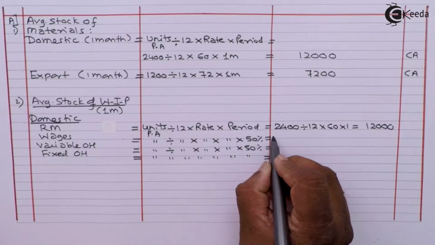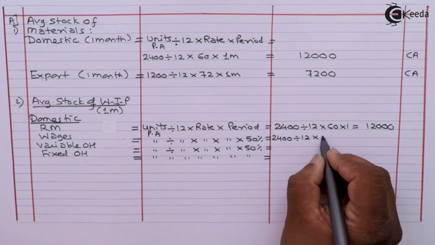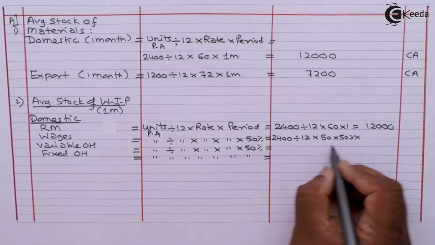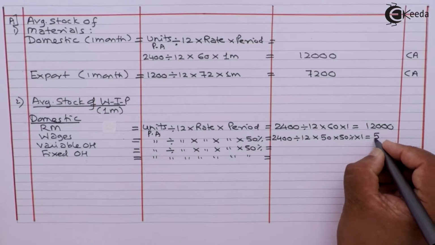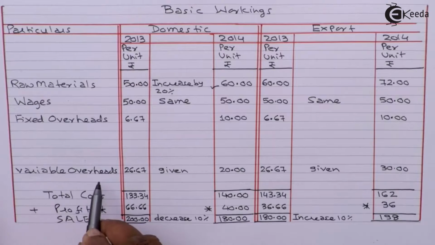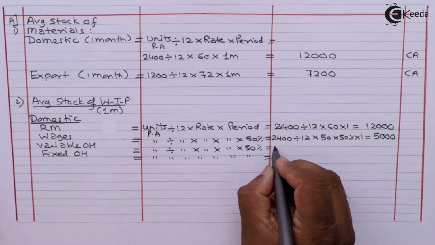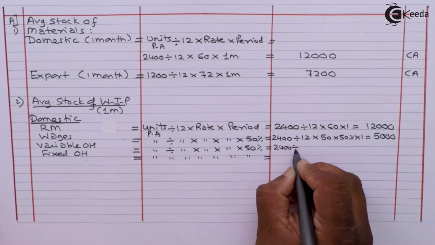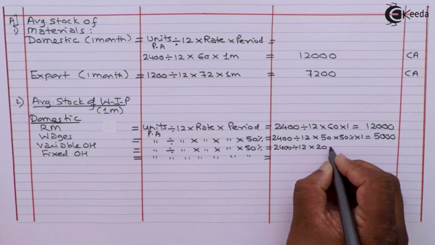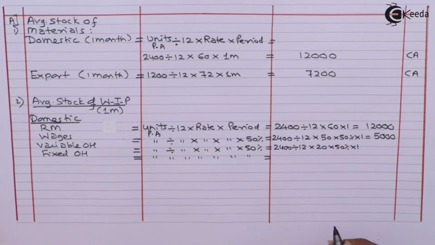Wages 50 rupees. Units per annum 2400 to get per month divided by 12 multiplied by rate 50 rupees multiplied by 50% multiplied by period 1 month. It comes 5,000. Variable overheads per unit 20 rupees. Units per annum 2400 to get per month divided by 12 multiplied by 20 rupees multiplied by 50% multiplied by period 1 month.